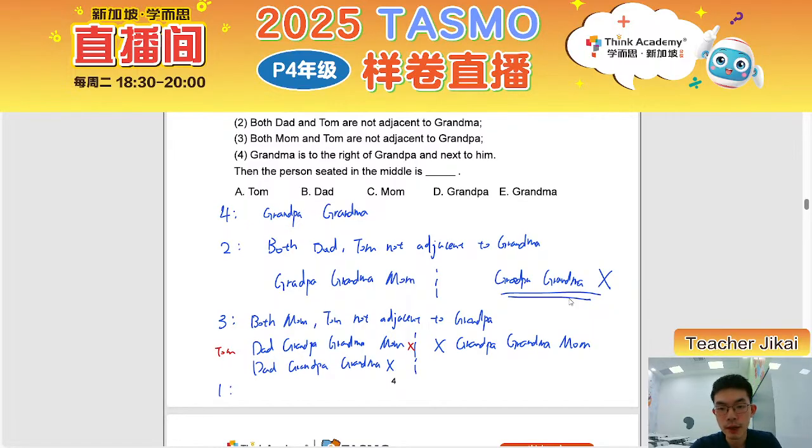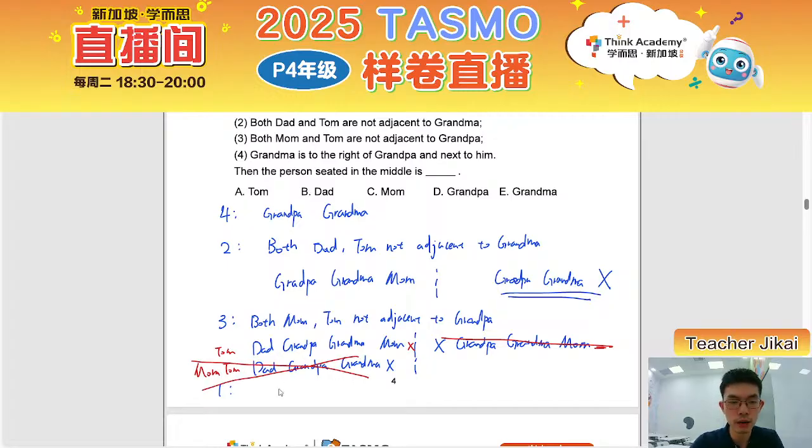How about the second one? Both Dad and Tom not adjacent to Mom. So for the people here, no matter who is him, Tom or Dad, they will always be next to Mom. So this part, not possible. How about this one? Both Dad and Tom not adjacent to Mom. So if here we have Mom and Tom being here, right? So Dad should not be adjacent to Mom. So Tom should be here, right? But how about the Mom? Mom can only be on the leftmost, and she will be adjacent to Tom. Also can't be the case, right?